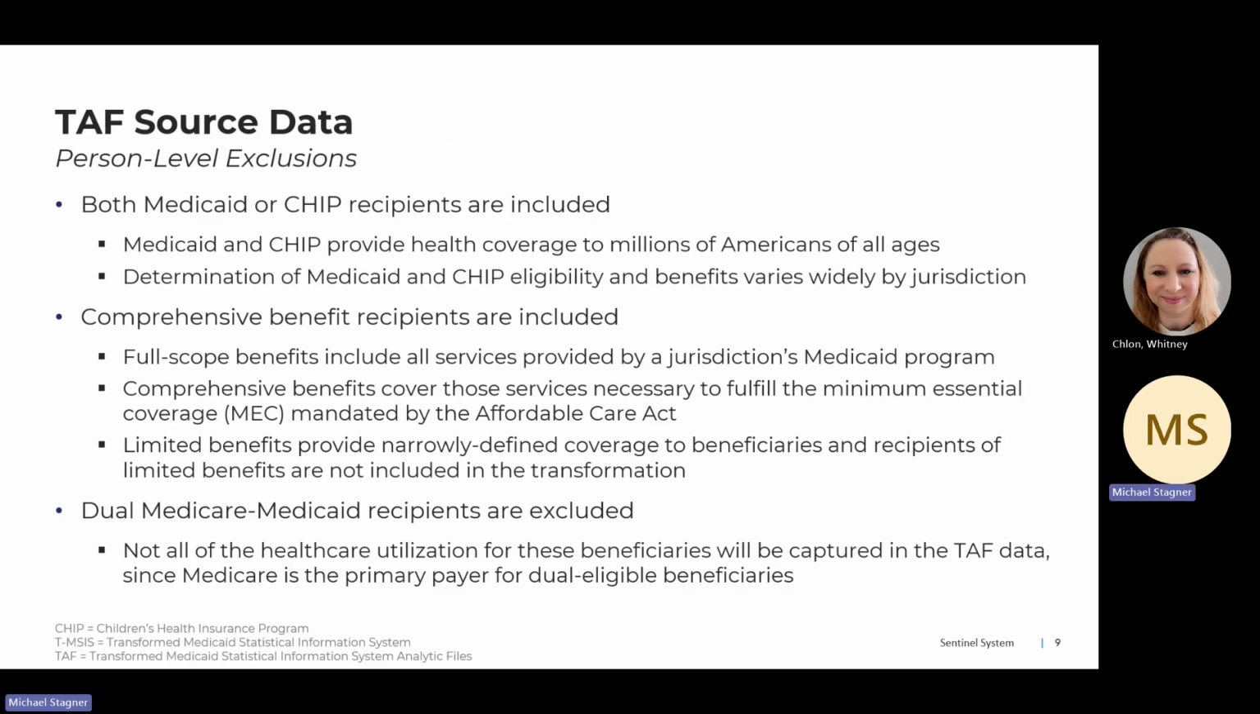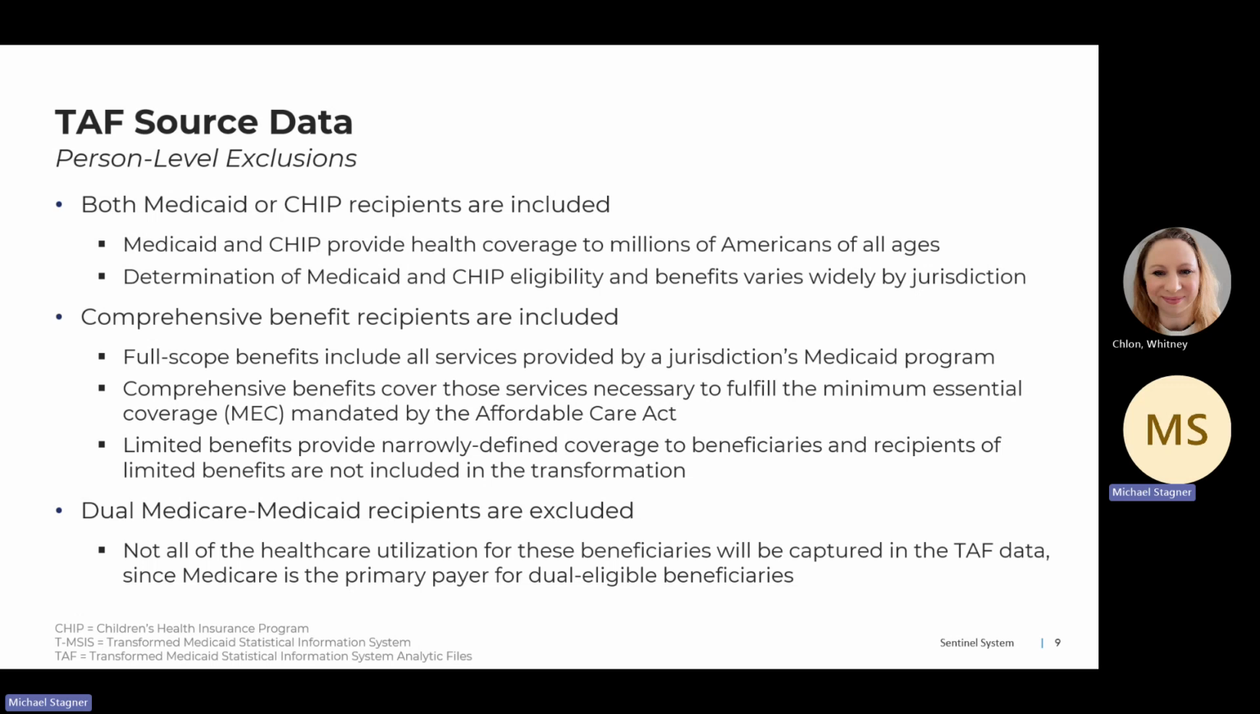So for person level exclusions, we want to make sure that we do include both Medicaid and CHIP beneficiaries, and that we want comprehensive benefit recipients included. So that means full scope benefits or comprehensive benefits.